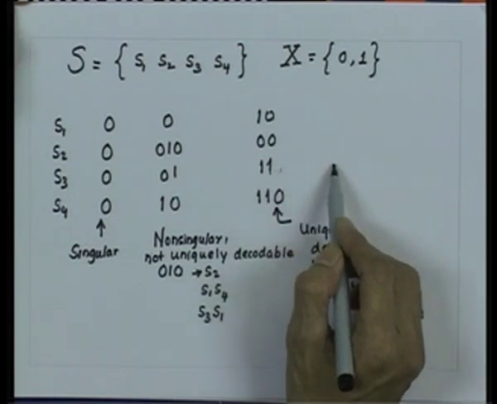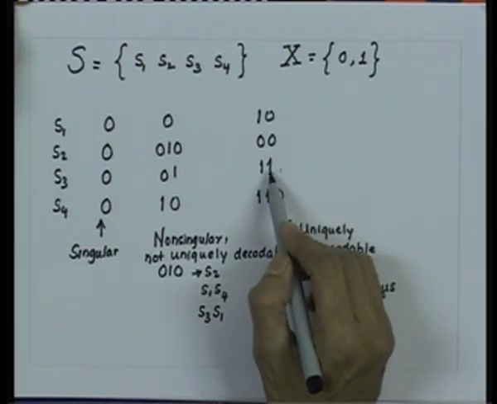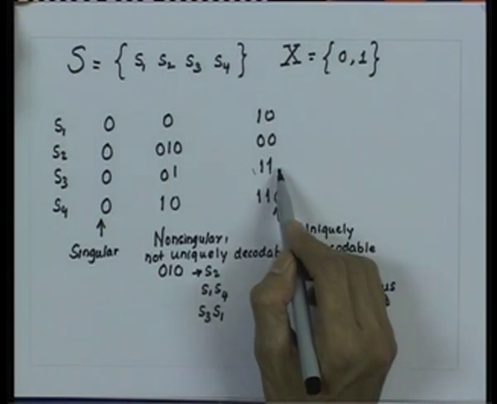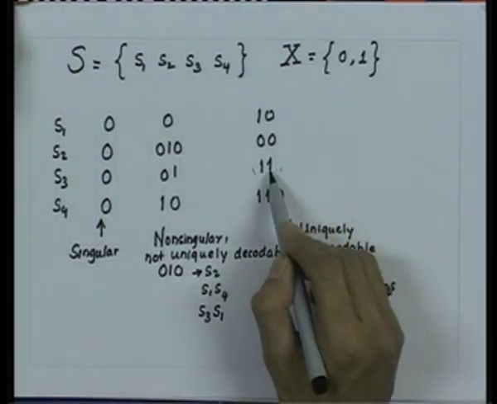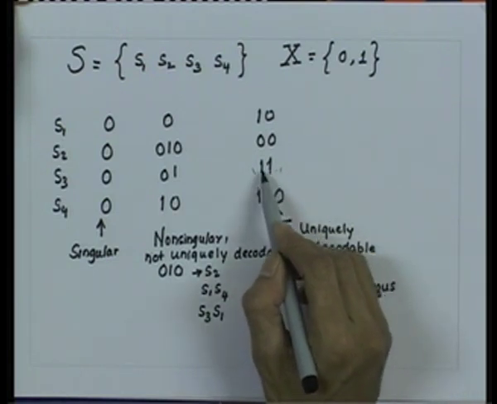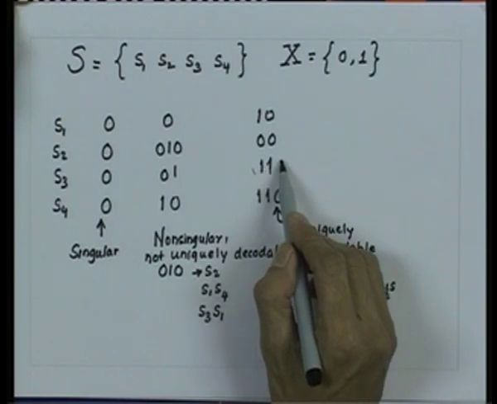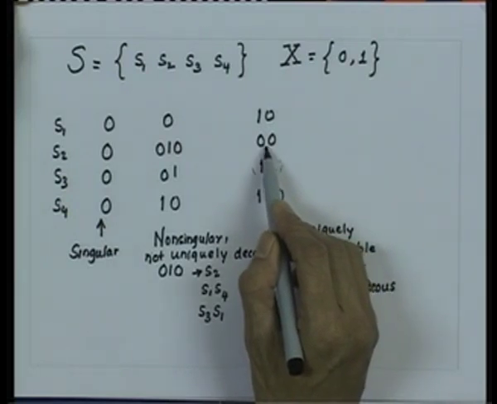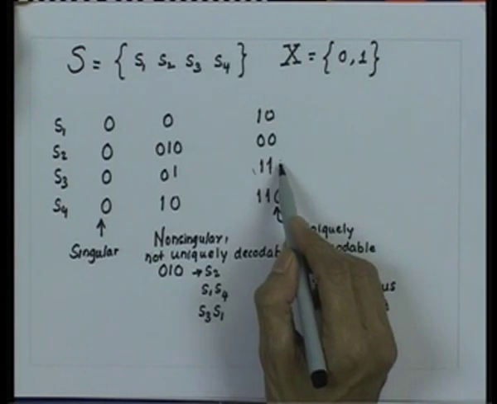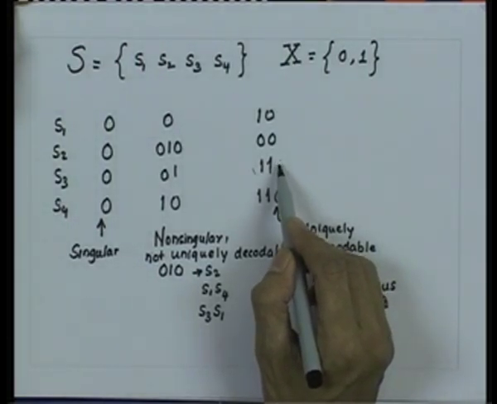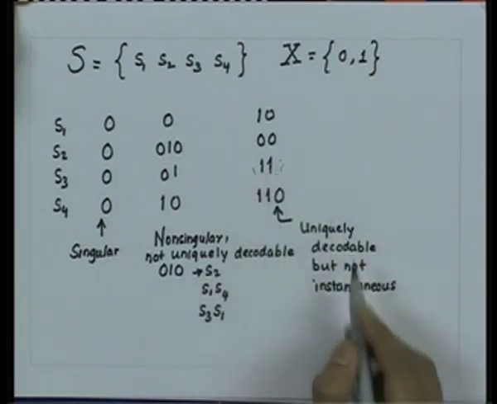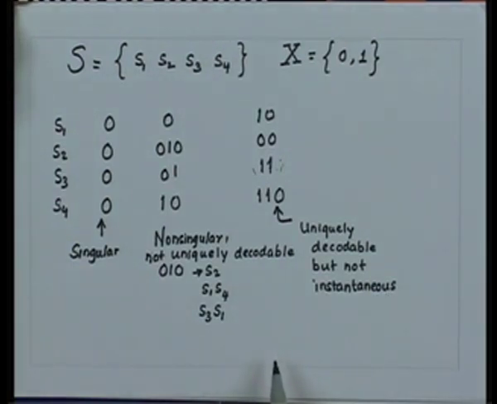If there is an even number of zeros following, it means that this subsequence 1, 1 must be S3. But if there is an odd number of zeros following, then 1, 1 and the next 0 would be S4, and the other zeros would be decoded as S2s. So, I have to observe the future symbols when I receive 1 1. I cannot decode immediately. So, this is an example of a non-instantaneous code.